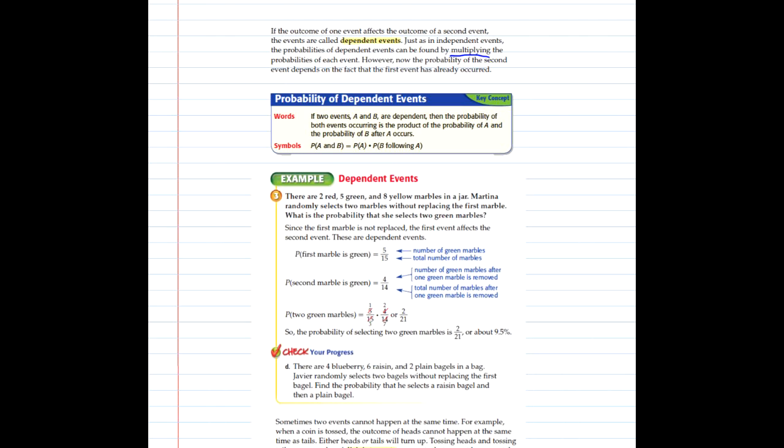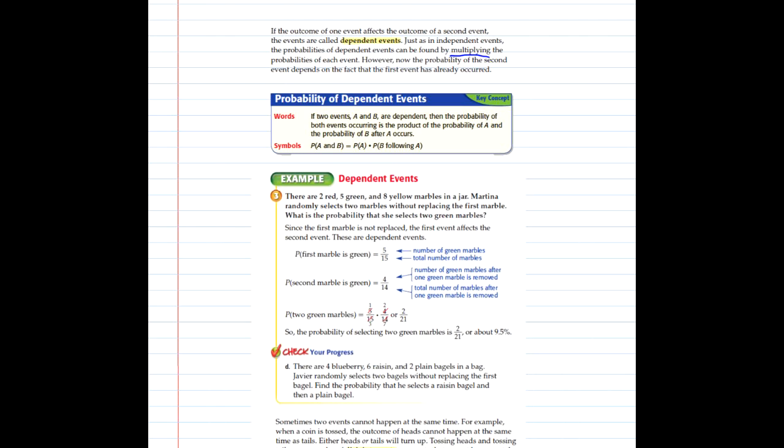Sounds complicated, really isn't. In the example, there are 2 red, 5 green, and 8 yellow marbles in a jar. Martina randomly selects 2 marbles without replacing the first. What is the probability that she selects 2 green marbles? Since the first marble is not replaced, the first event affects the second event. These are dependent events. So the first marble is green, there's 5 out of 15. Then because that event affects the second event, now we have only 4 out of 14 probability of drawing a green marble in the second trial.